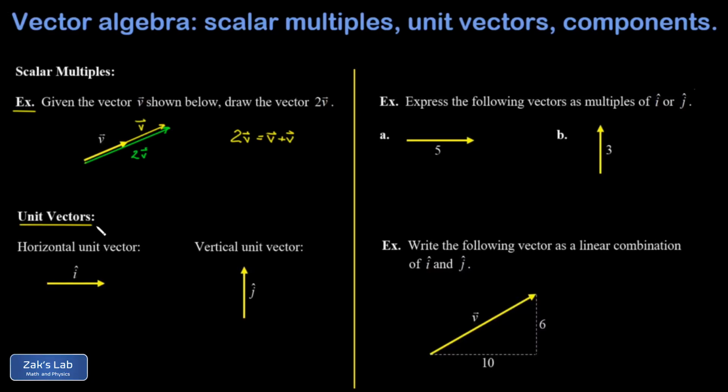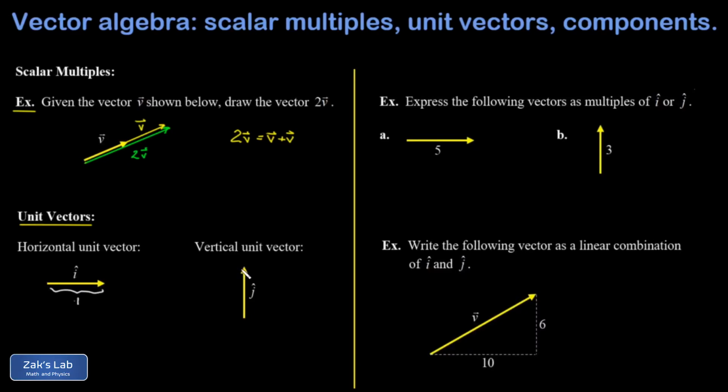Next, we take a look at some unit vectors. A unit vector in general is just any vector that has a length of 1, but we're particularly interested in the unit vectors that point along the coordinate axes. First is our horizontal unit vector. Again, that has a length of 1, and it points in the positive x direction, and that gets a special name: i hat.